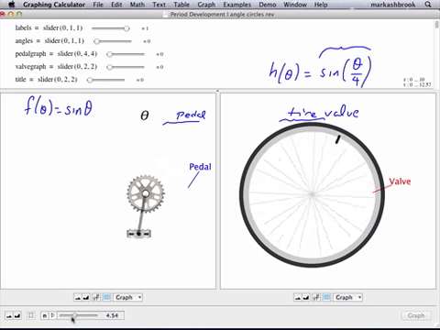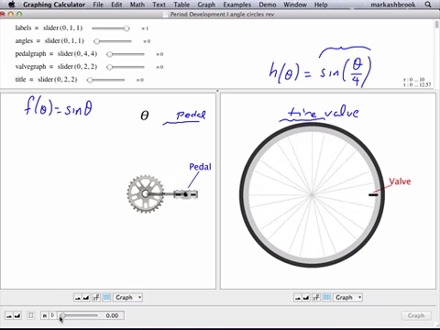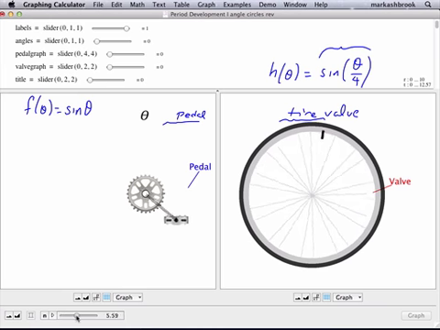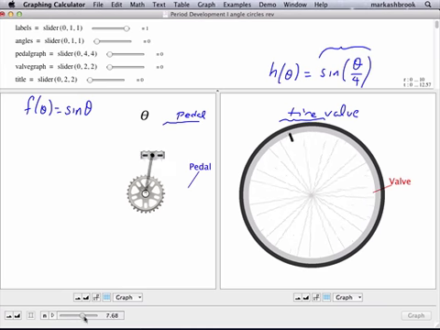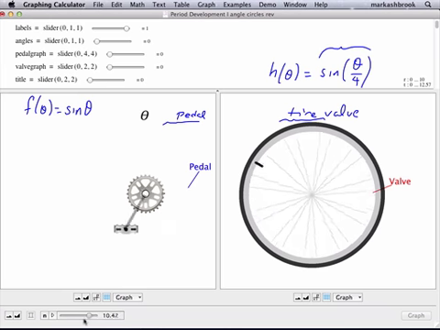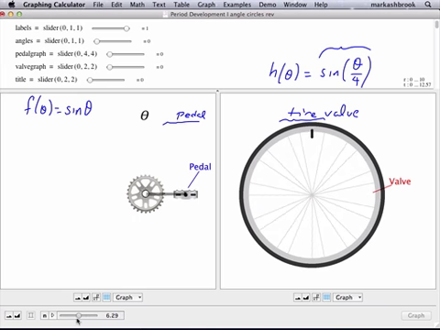So when you see these two, you think the angle here, the input angle is 1/4 what the input angle is here. So you imagine what the valve would do relative to the pedal to make sense of it. It's going to make 1/4 of the angle that the pedal does. You go around again, another quarter. So 2 times around the pedal gets you halfway around with the valve. So what does that mean for the graph?